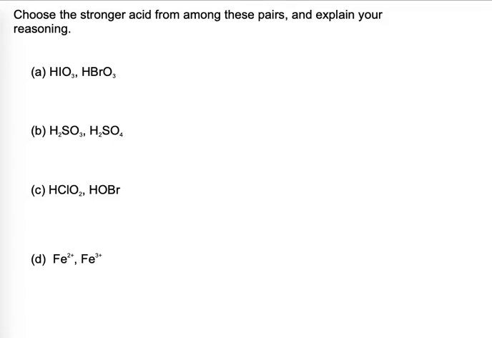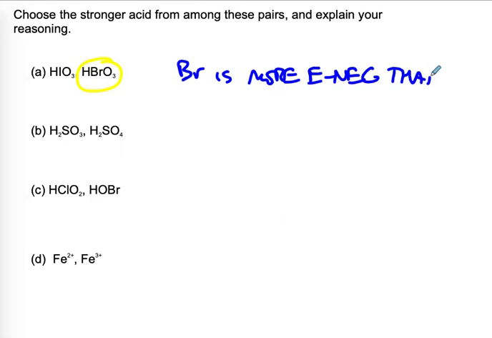HIO3 versus HBrO3. They are identical in their formulas in terms of the same number of oxygen atoms. The only difference is that they vary in terms of the central atom in the oxyanion. We saw that the more electronegative the central atom, the stronger the acid. In this case, bromine being higher on the periodic table is more electronegative, so we would predict that HBrO3, bromic acid, would be the stronger acid because Br is more electronegative, which I'll abbreviate as E-neg, than iodine.